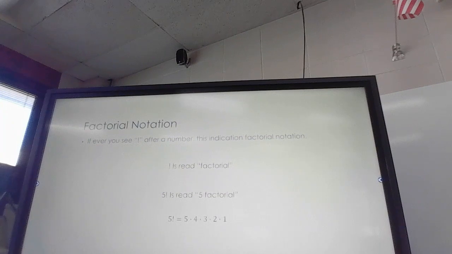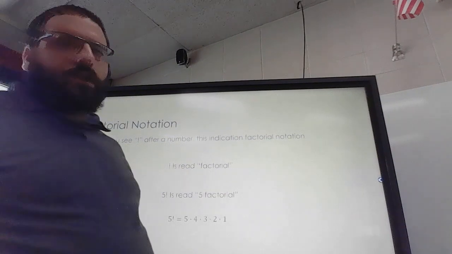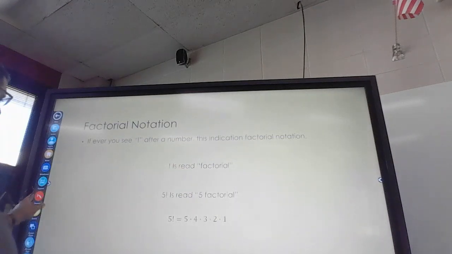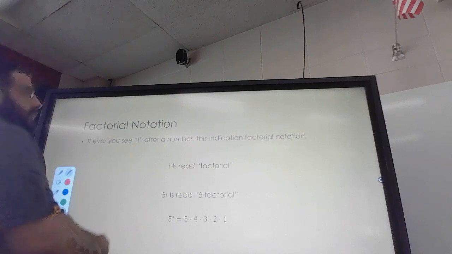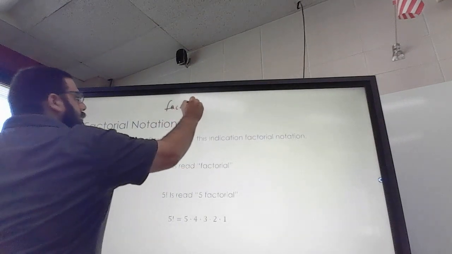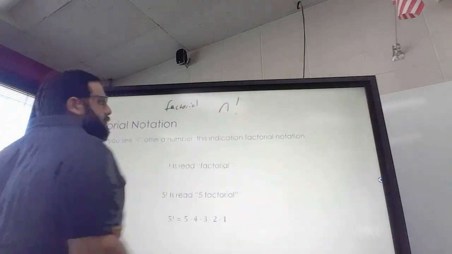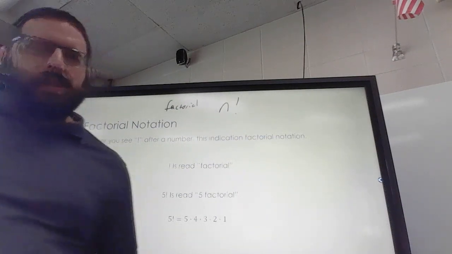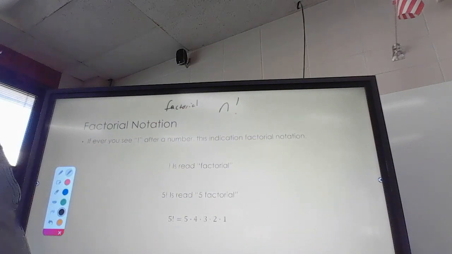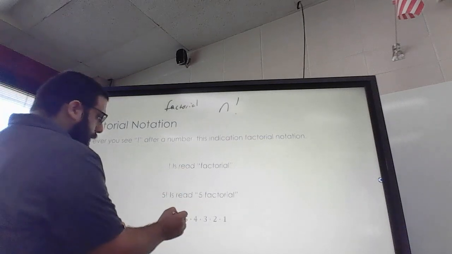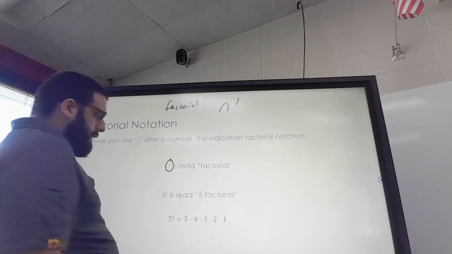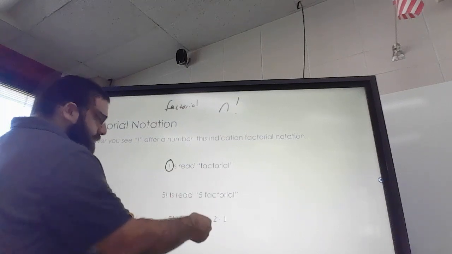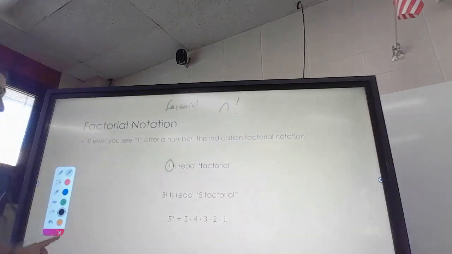So what's a factorial? The factorial of a whole number, we call this n factorial. It's the product of every number less than or equal to that whole number. So for example, if I wanted to figure out what 5 factorial is, here's 5 factorial. That's what the exclamation point means. 5 factorial is 5 times 4 times 3 times 2 times 1.